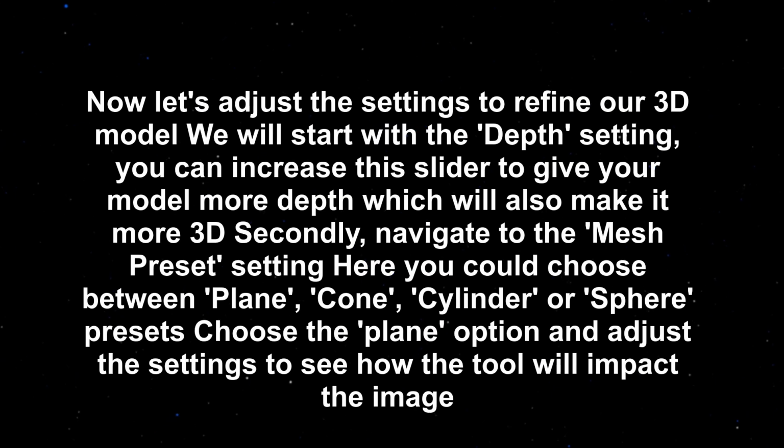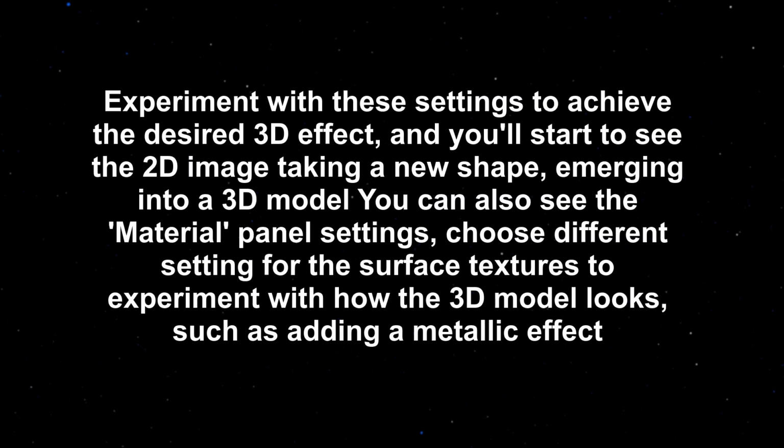Secondly, navigate to the Mesh Preset setting. Here you could choose between plane, cone, cylinder, or sphere presets. Choose the plane option and adjust the settings to see how the tool will impact the image. Experiment with these settings to achieve the desired 3D effect, and you'll start to see the 2D image taking a new shape, emerging into a 3D model.